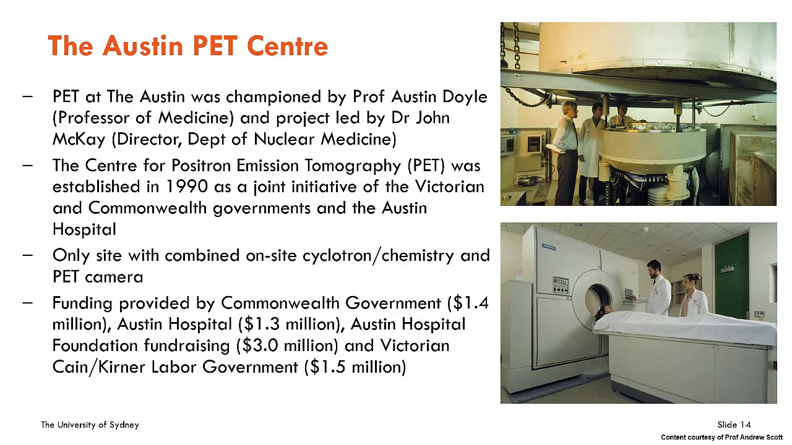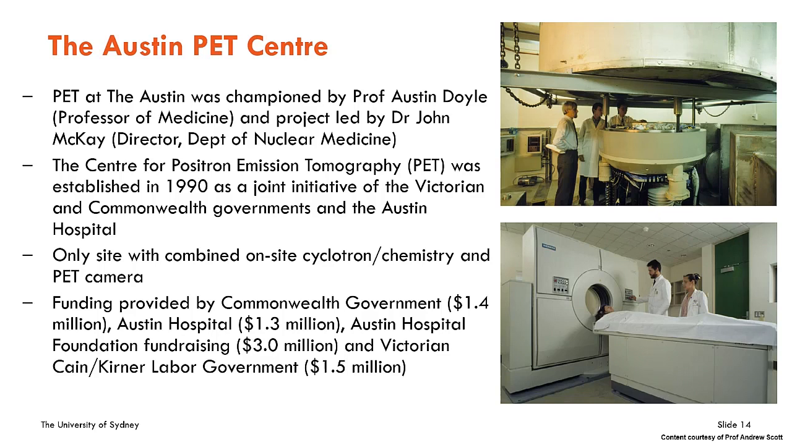At the same time as the Sydney Centre was being developed, the Austin PET Centre was also becoming a reality. PET had been championed from the early 1980s by their Professor of Medicine, Austin Doyle, and eventually John Mackay, Head of Nuclear Medicine, was called upon to lead the project. Their centre was established in 1990 with funding from Victorian and Commonwealth governments and the Austin Hospital. It was different to the RPA model because it only sought to make positron-emitting radionuclides for PET. It wasn't going to produce any short-lived gamma emitters for distribution around the country.